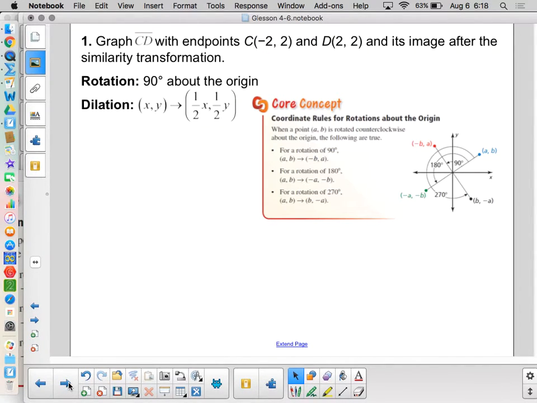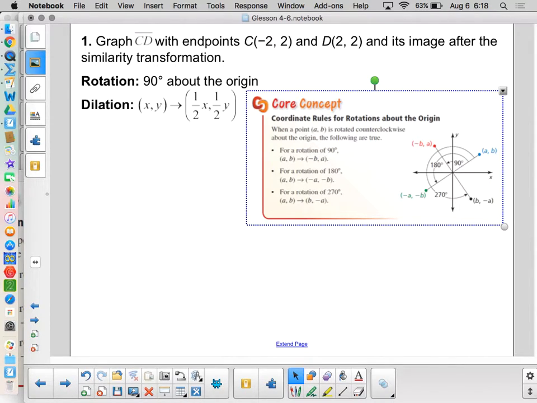This one, we're going to do a rotation and then a dilation. That's fine. Again, let's remember, we're just doing a segment, which is nice, but it's a great chance for us to review our rules for rotation in the coordinate plane. Again, you do not need to memorize these rules. These will be given to you on the test. Make sure that you ask for them if I forget to write them on the board.